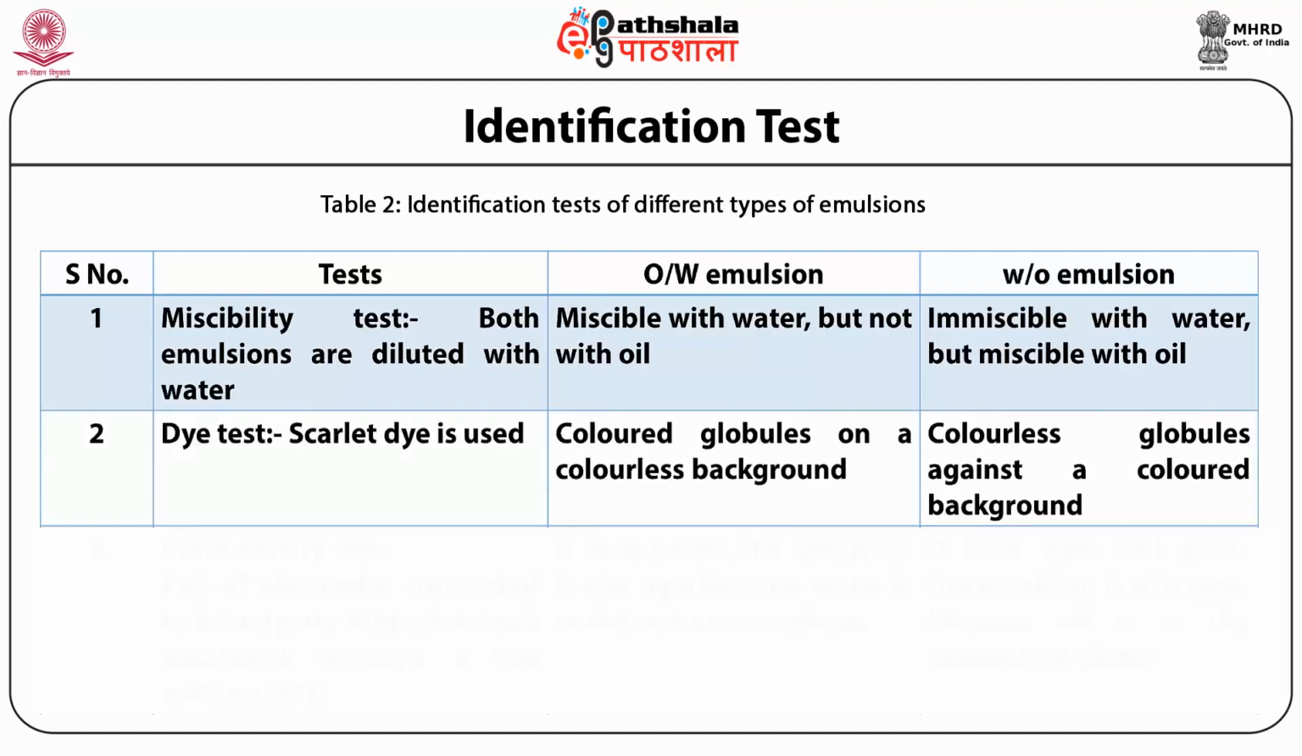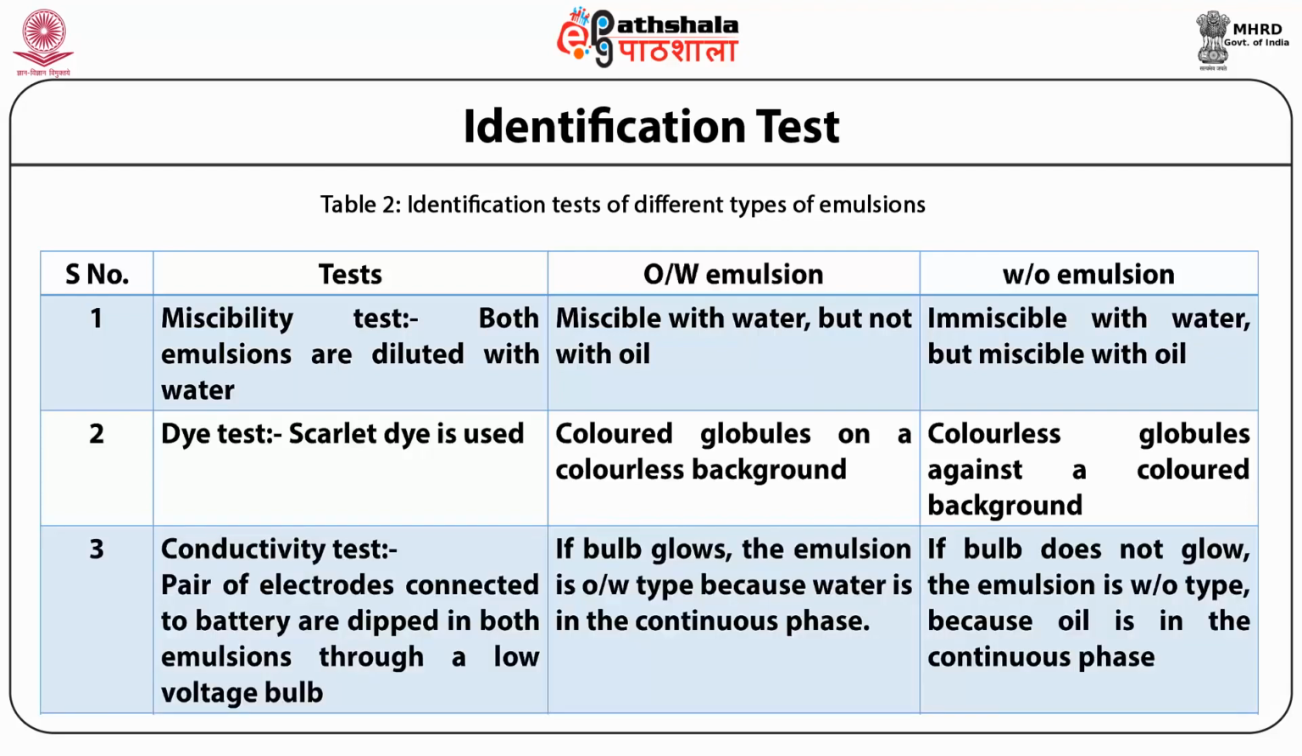The second test is a dye test. In this test, we add a scarlet dye to the emulsion being evaluated. In the case of an oil and water emulsion, the colored globules are seen on a colorless background. In the case of a water and oil emulsion, the colorless globules are seen against a colored background.